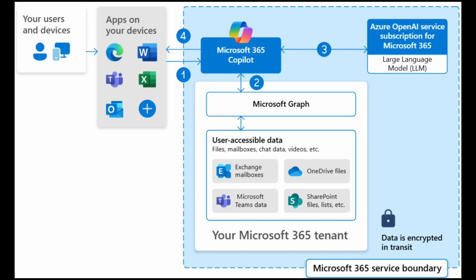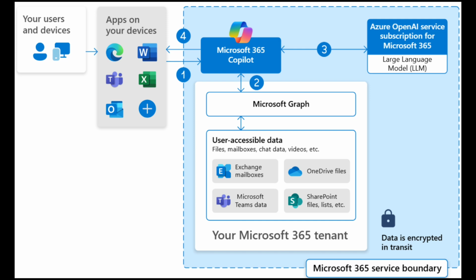Step 3. Microsoft Graph Access. Copilot accesses Microsoft Graph, a real-time index of your organization's data, to retrieve relevant information. This includes files stored in OneDrive or SharePoint, emails and chats from Outlook and Teams, meeting details, and calendar events. Only data that you are authorized to access is used. Copilot respects Microsoft 365 role-based access controls, conditional access, and MFA policies.